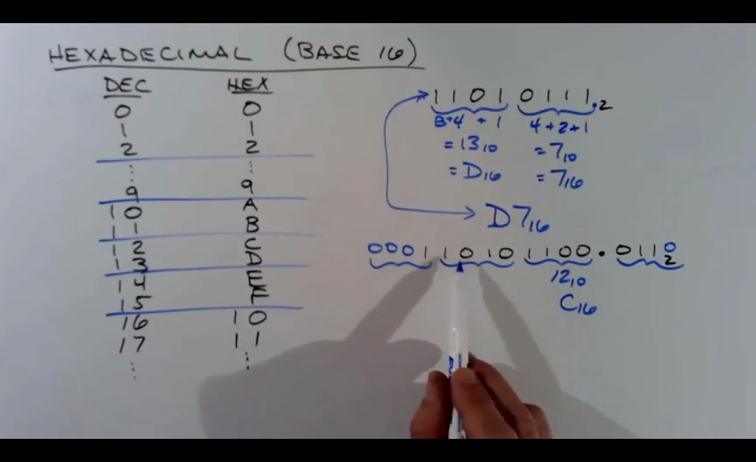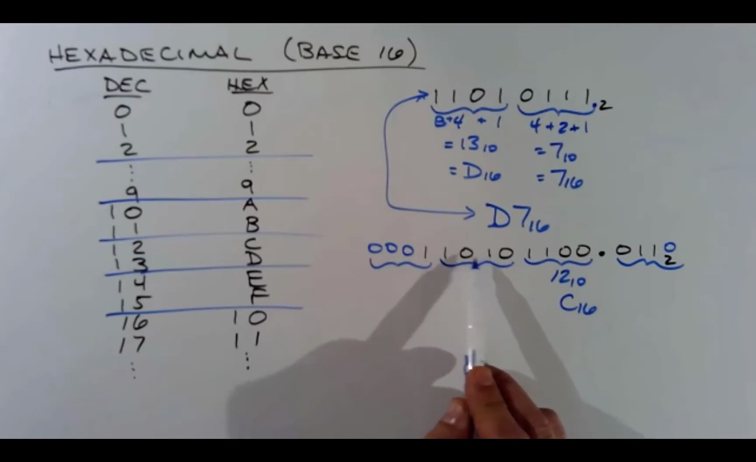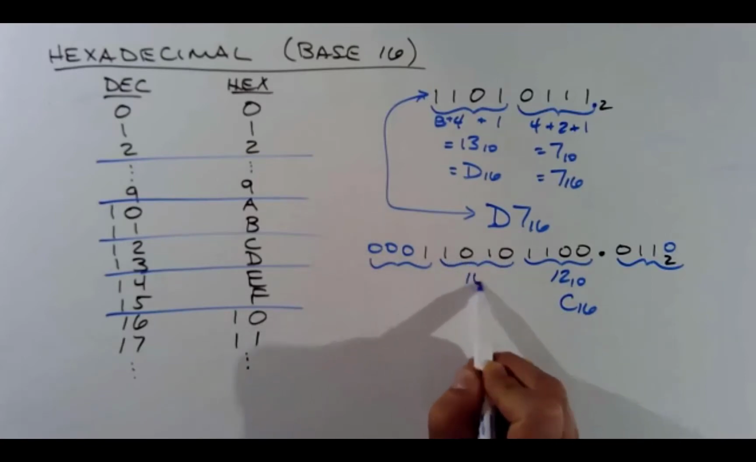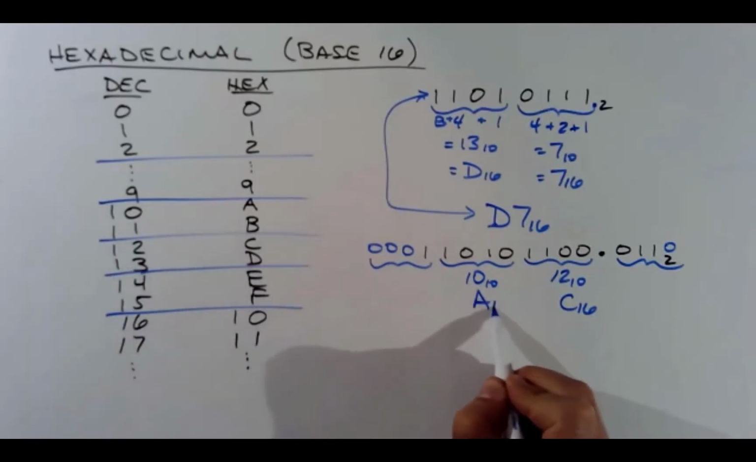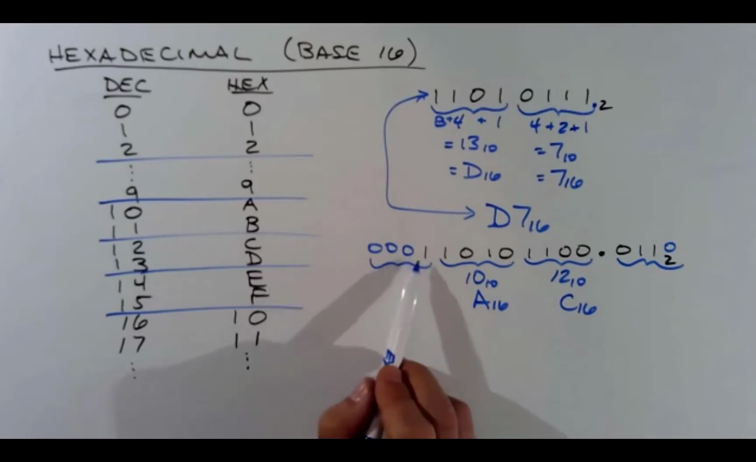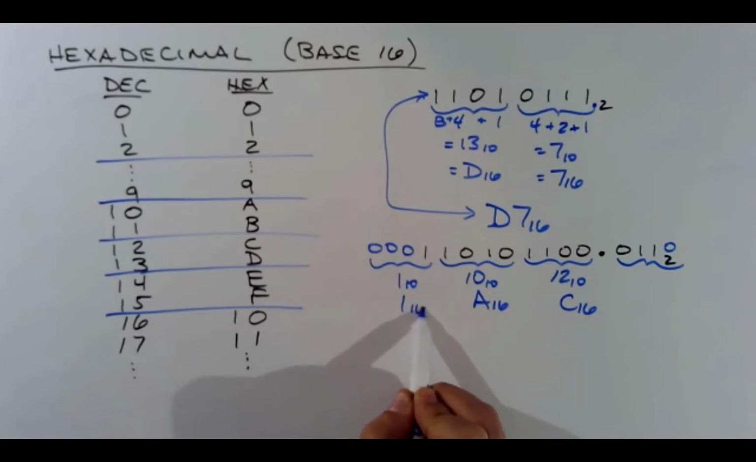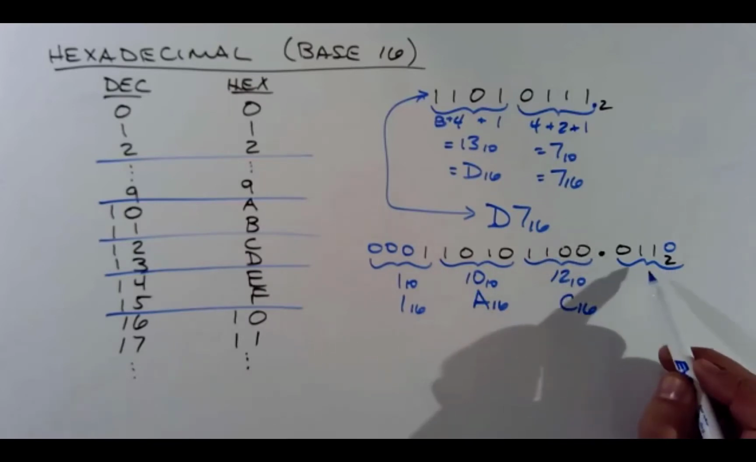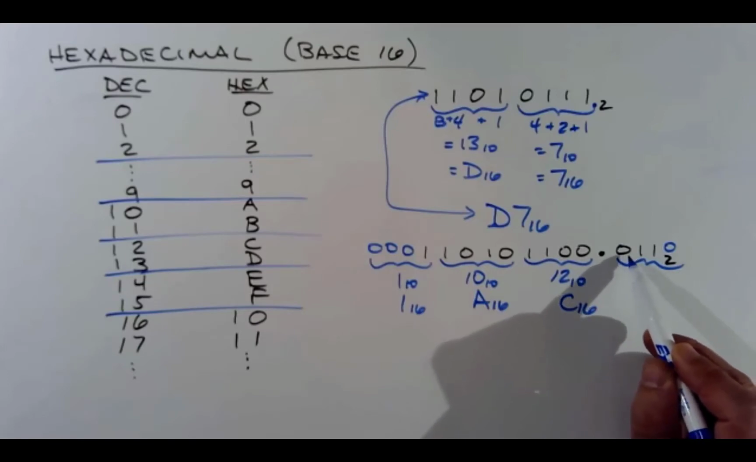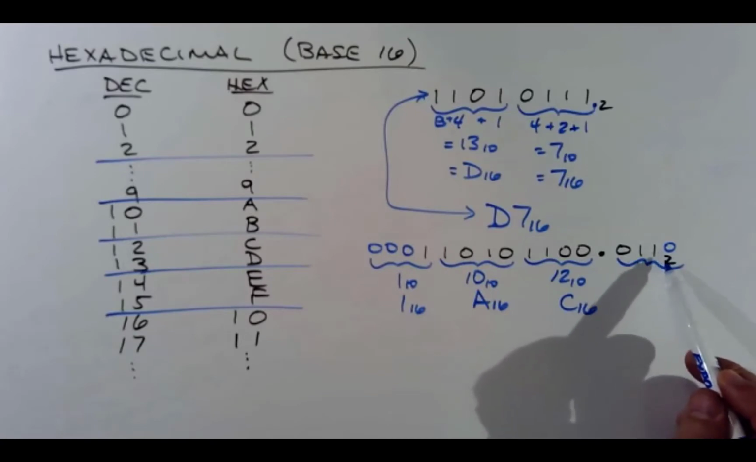Okay, and so let's see. This value here, this 4-bit word, is 2 plus 8. This is a 10 base 10. 10 base 10 is an A base 16. This is a 1 base 10, which is a 1 base 16. Over here to the right of the radix, we have 0, 1, 1, 0.